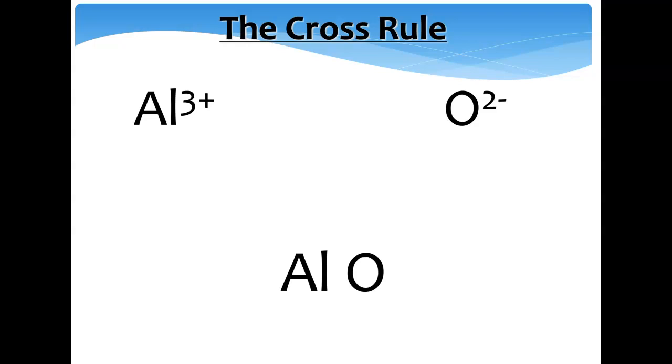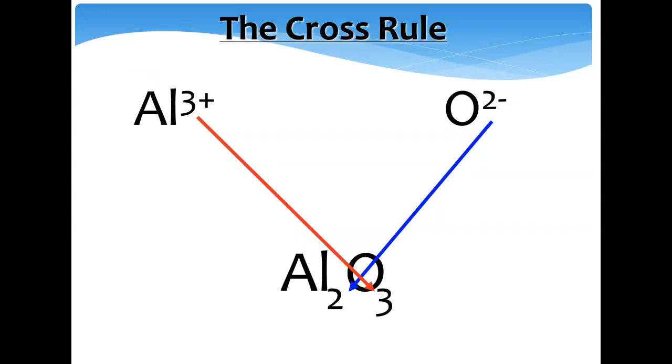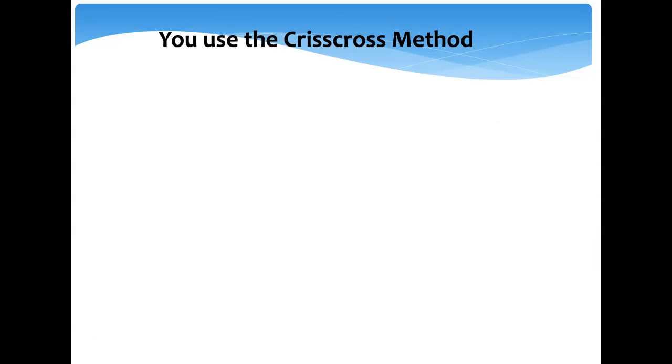So now I'm going to show you a little trick. It's called the cross rule, or sometimes the crisscross rule. Instead of figuring out how many aluminums you need and how many oxygens you need to equal 0, all you have to do is cross those charges. So what you'll do is drop the charges, no charges in formulas, and take the numbers and cross them. And so there comes your formula, Al2O3, for aluminum oxide. How about this one? Aluminum chloride. And again, we just don't put the 1 there after we write that. And that's called the crisscross rule or the cross method.